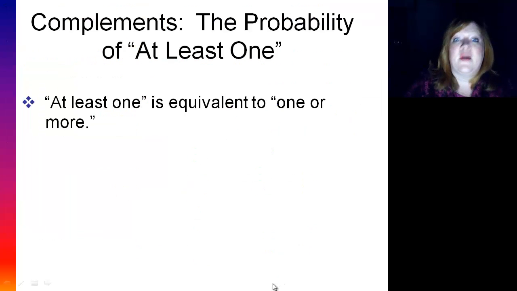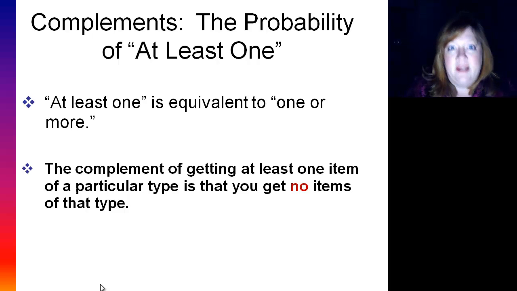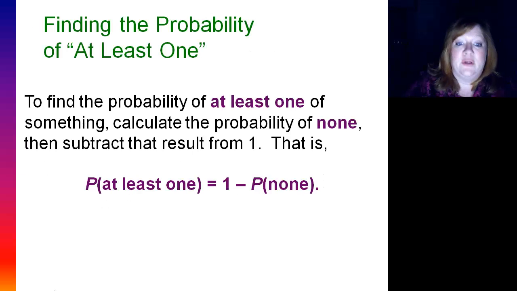All right, complements. The probability of at least one. Okay, now we're getting to the last little part. At least one is equivalent to one or more. When you are finding this, we're going to use the complements. I know that this isn't on your notes, but I wanted to explain it before we get to it. The complement of getting at least one item of a particular type is that you get no items of that type. So to find the probability of at least one of something, calculate the probability of none and then subtract that from one. That's how we get the complement.